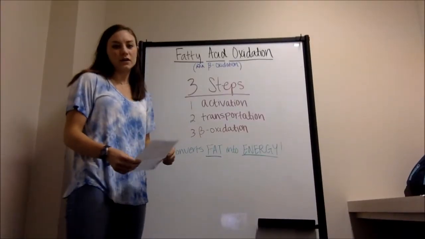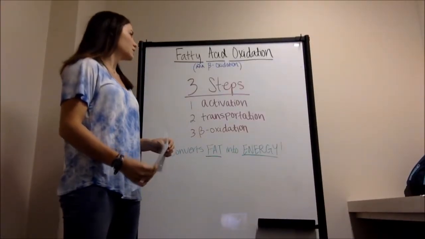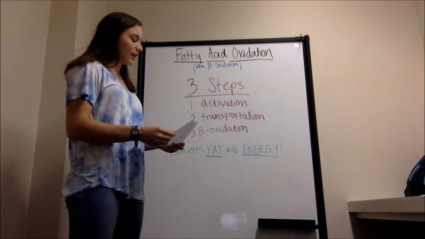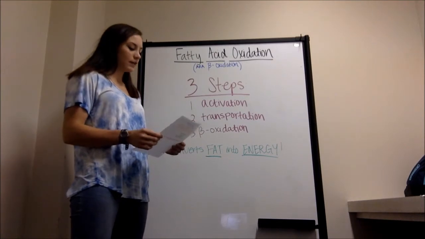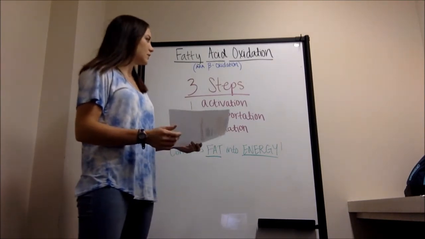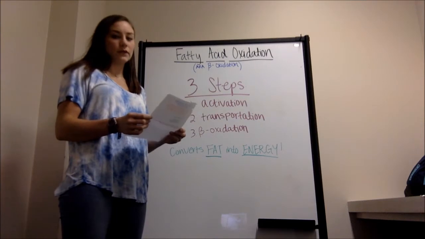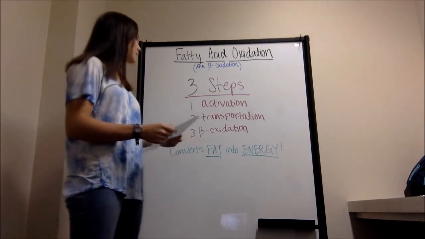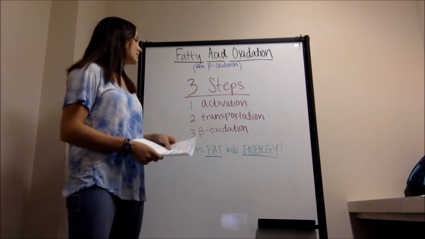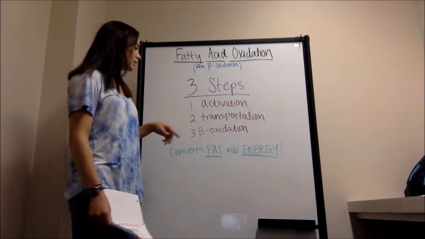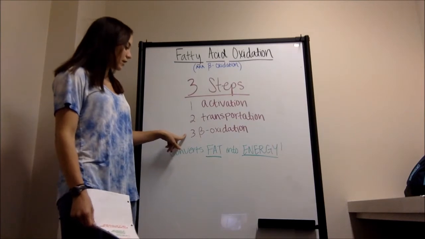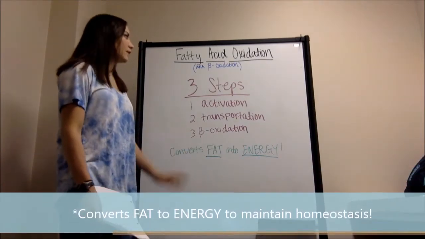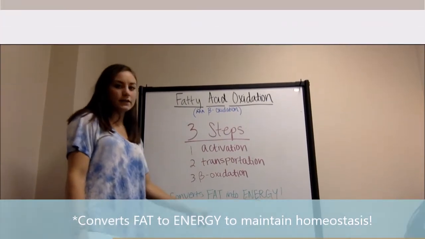Overview of fatty acid oxidation, which is also called beta oxidation. Basically, it's just breaking up the fatty acids into 2 carbon subunits of acetyl-CoA. Those can be used in the TCA cycle, and it also releases FADH2 and NADH to make ATP in the process. There are 3 overall steps, which are activation, transportation, and then the actual beta oxidation. And the main reason for fatty acid oxidation is just to convert fat into energy.